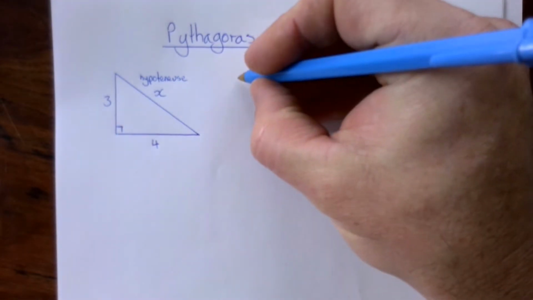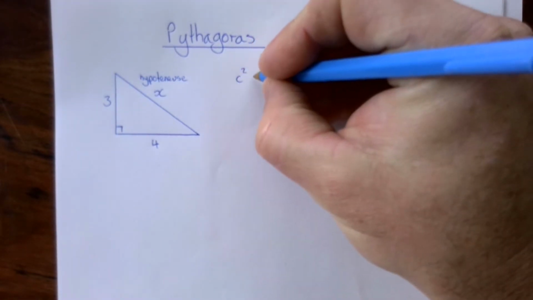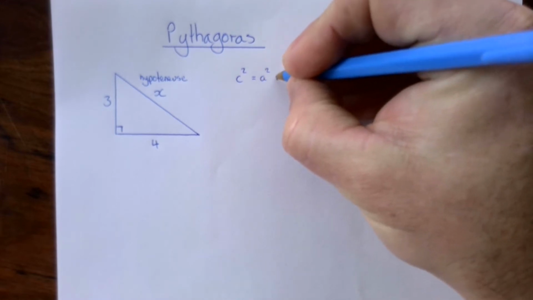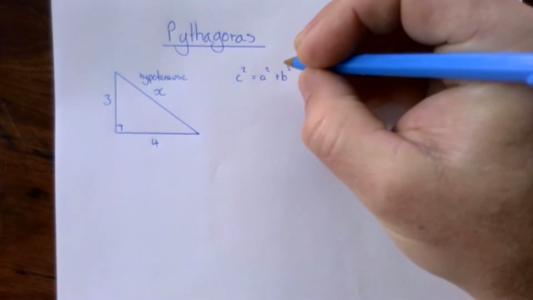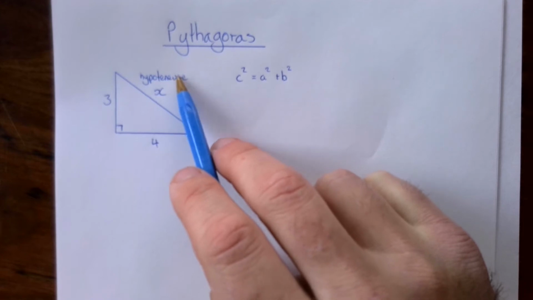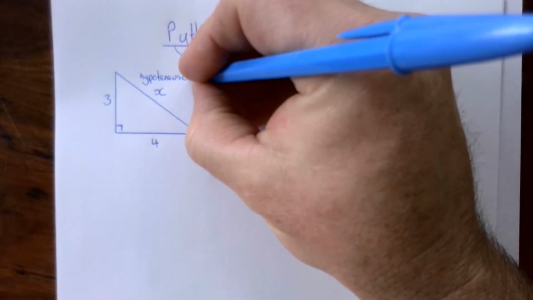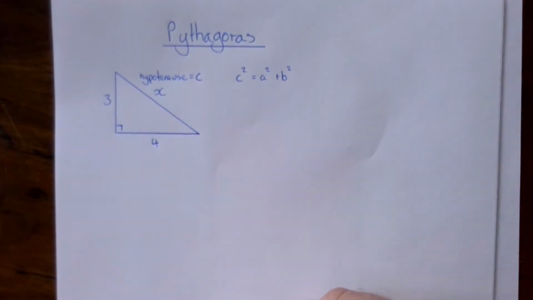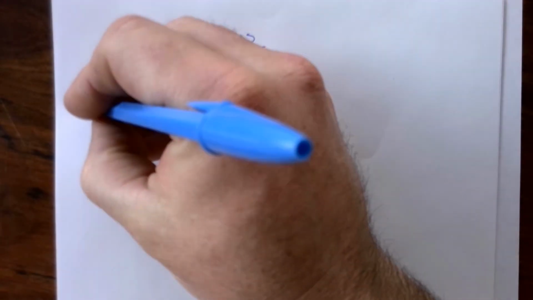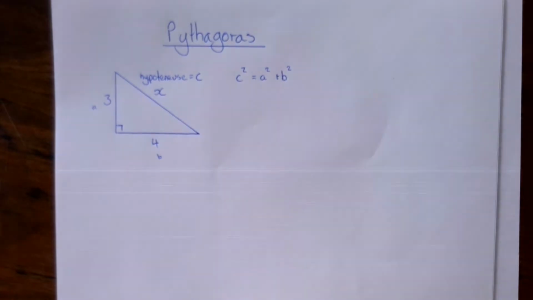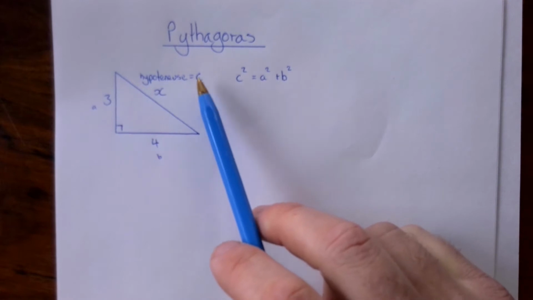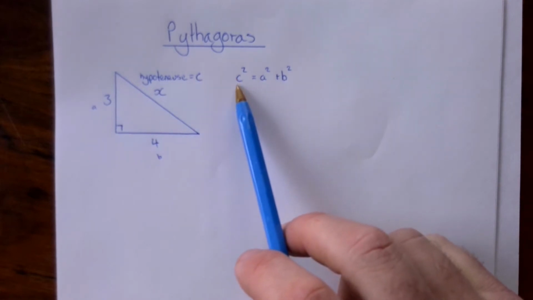And you've got a formula which is c squared equals a squared plus b squared. And the reason that it's important that you identify the hypotenuse is that one is always your c value, okay? Now, a and b are interchangeable, it doesn't really matter, okay? But the hypotenuse must always be c in this formula.